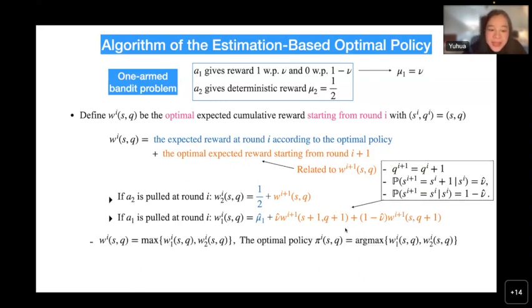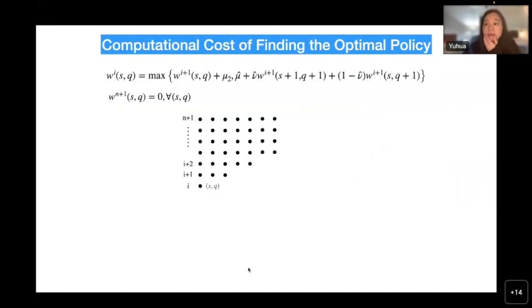Okay. The optimal reward would be whichever one is larger, and the optimal policy would pull the arm that has the larger optimal cumulative reward. By definition, we can set the cumulative reward after round n equal to 0. And we can derive the optimal policy at each round i backwards. Okay, so here's the algorithm to derive the optimal policy.